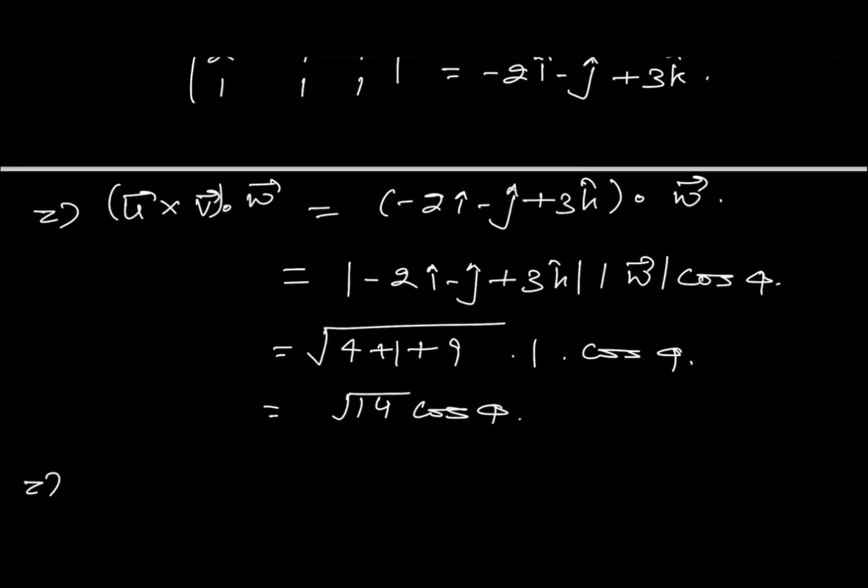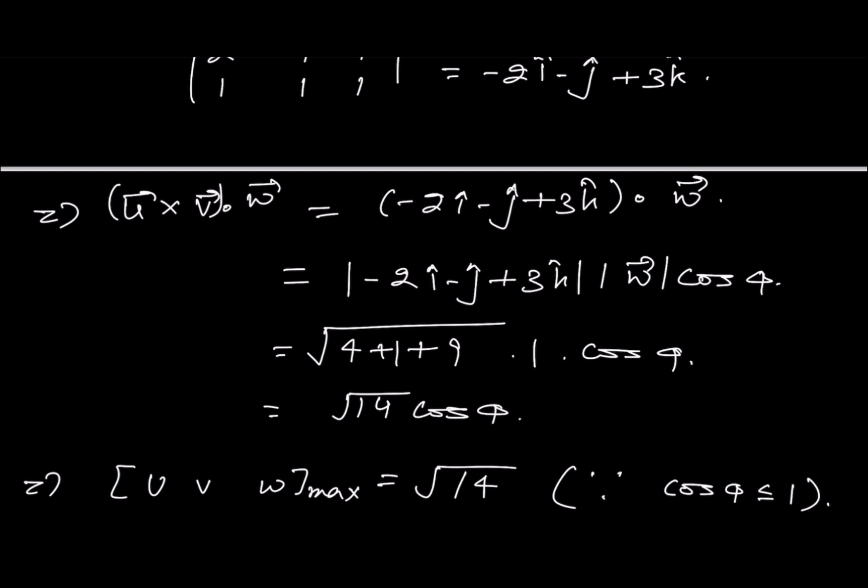So the maximum of box U V W is root 14, because cos phi is less than or equal to 1. So this is the answer.